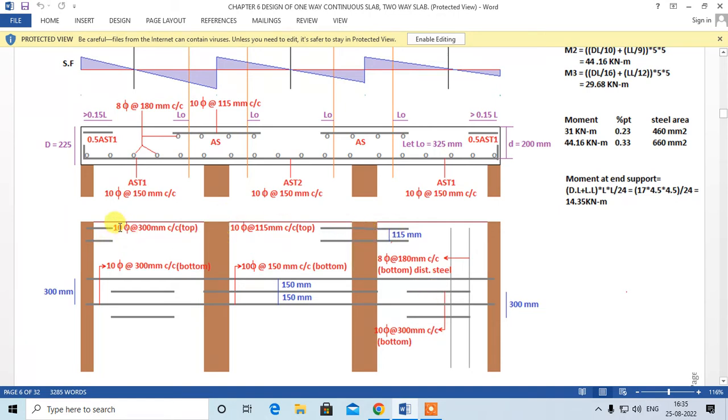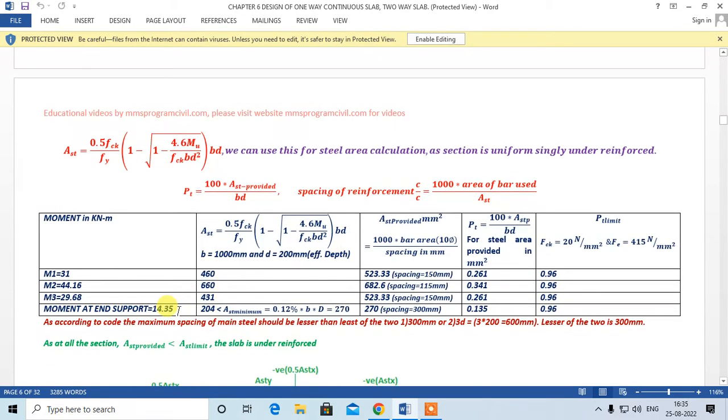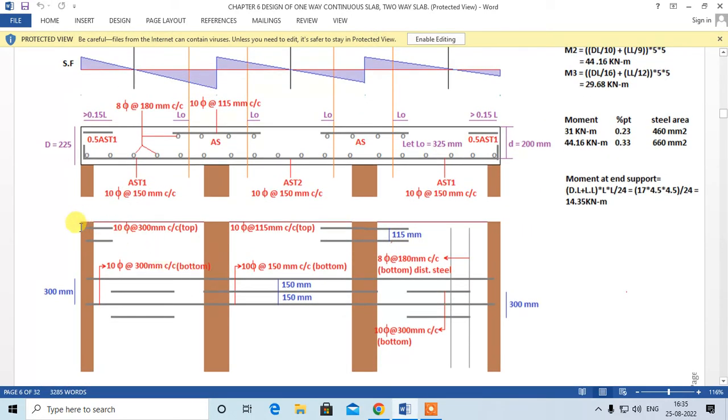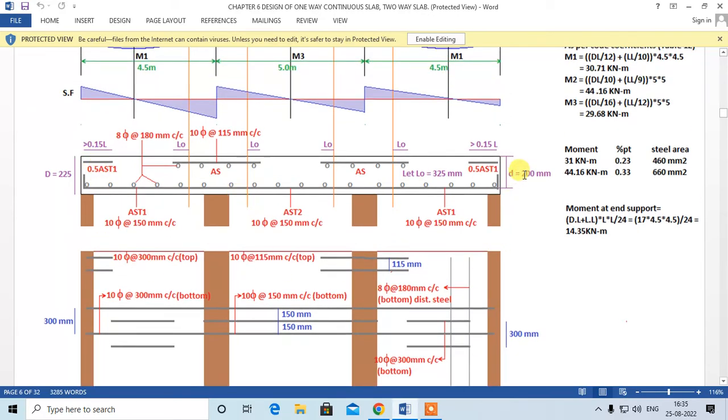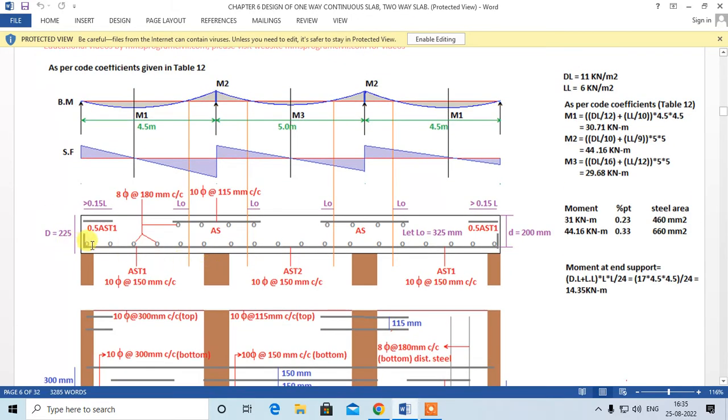Now we have to design our steel at the support. At the support the moment is less. At support the moment is 14.35, and the steel we are providing is 10 mm at 300 mm center to center. So we will be providing 10 at 300 center to center over here and over here. That is this steel and this steel. So this is how we do the detailing. And we will have distribution steel in this direction. That is, we are going to provide 8 at 180 center to center bottom distribution steel. These round dots shown over here are the distribution steel.